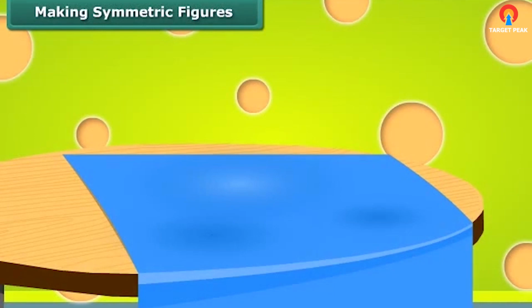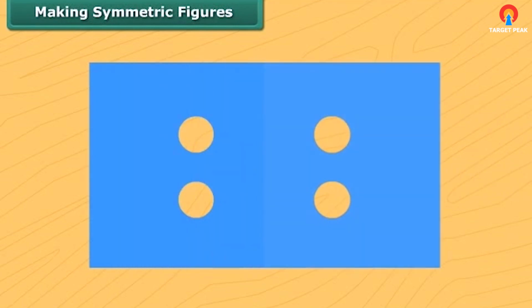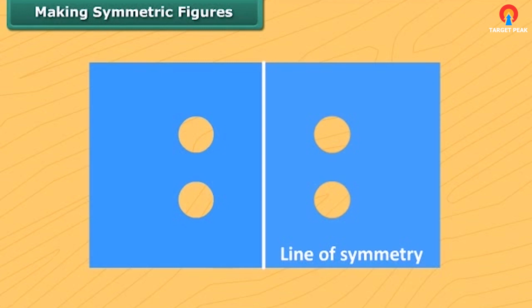Take a piece of cloth, fold it into halves. Now cut two small circles from the middle of this piece. Now after unfolding, you can see a symmetric pattern that has a line of symmetry along which it can be cut to two identical parts.